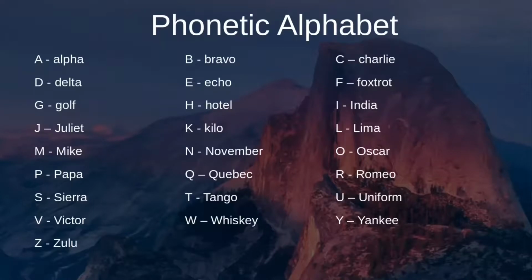So A is for Alpha, B is for Bravo, C is for Charlie, D is Delta, E is Echo, F is Foxtrot, G is Golf, H is Hotel, I is India, J is Juliet, K is Kilo, L is Lima, M is Mike, N is November, O is Oscar, P is Papa, Q is Quebec, R is Romeo, S is Sierra, T is Tango, U is Uniform, V is Victor, W is Whiskey, Y is Yankee, and Z is Zulu.